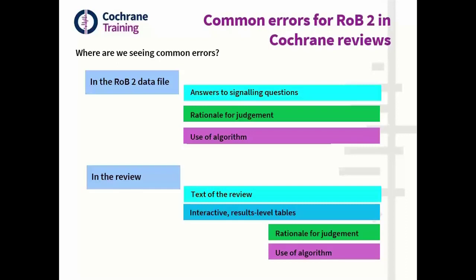So the issues we are seeing are in the RoB2 data file. For the purposes of peer review, we ask all authors to send us their consensus signaling questions and judgments and support or rationale for judgments. And we are having a look at a selection of a few of the results being assessed just to see how people are getting on.